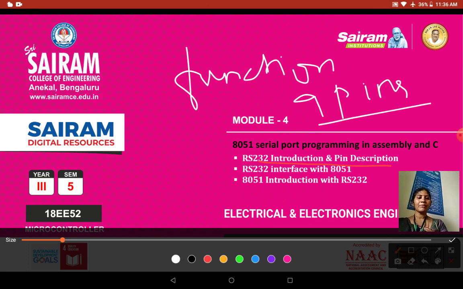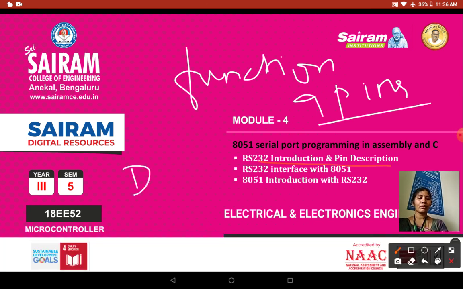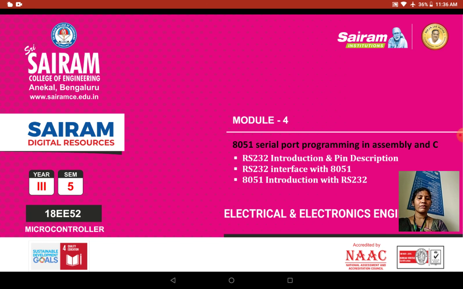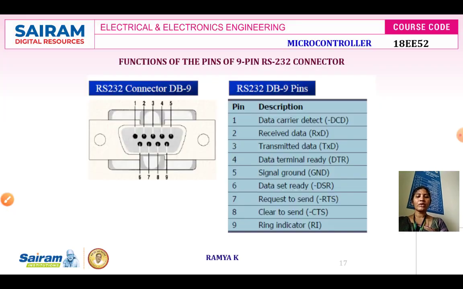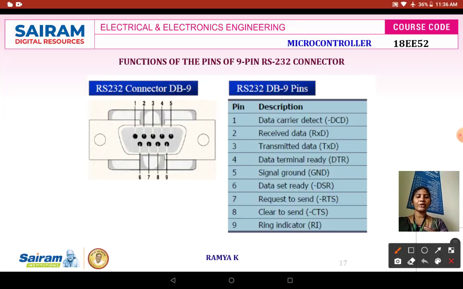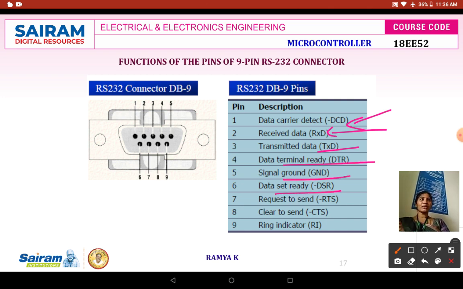So it has got 9 pins. In that, the first pin is your data carrier detect. Second pin is receive data. Third pin, transmit data. Fourth pin, data terminal ready. Fifth pin, signal ground. Sixth pin is data set ready. Seventh pin, request to send. Eighth pin, clear to send.